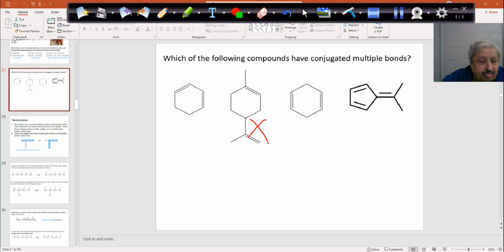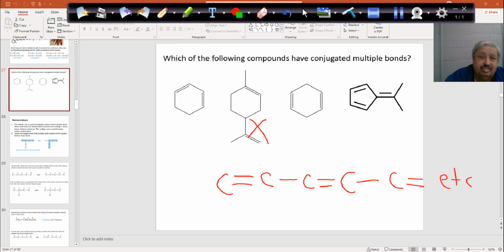Conjugated double bond is double bond, single bond, correct? Double bond, single bond, double bond, single bond, and so on. Correct? So this is here, double bond here. However, we have two single bonds after that. That's not the case. How about here? This is not the case either, because you have a double bond here, single bond. Here should be double bond, but it's not. So that's not the case.